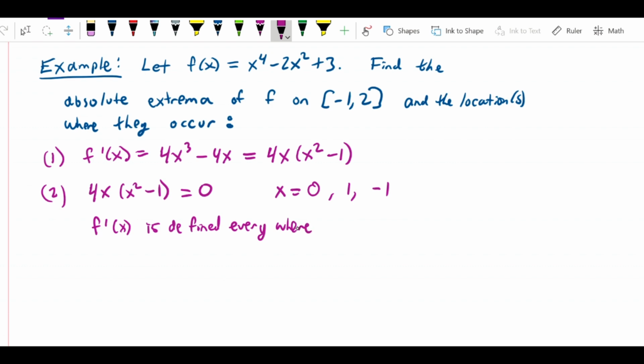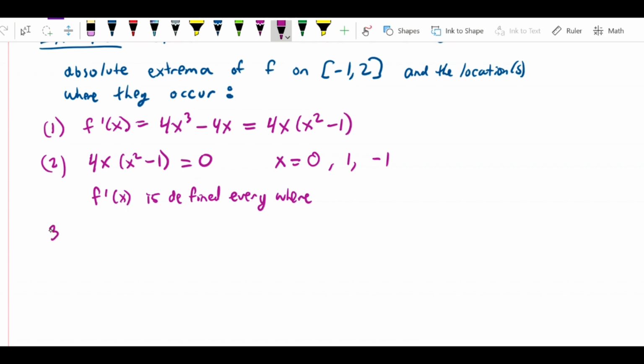In other words, since f prime of x is just a polynomial, it doesn't have any points where it's undefined. So we're doing everything we can to carry out the process and check for that, but there are no points where it's undefined in this case.